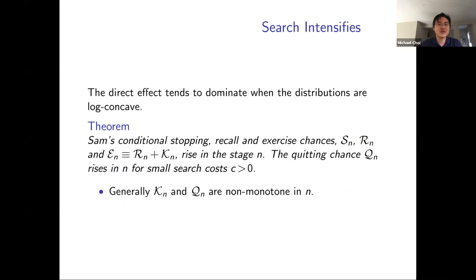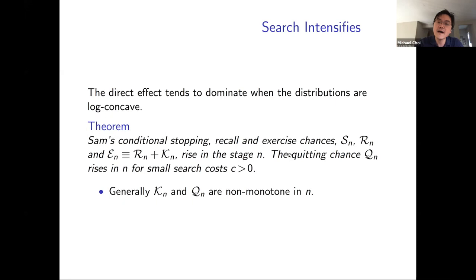So like Randy mentioned, log concavity guarantees the direct effect dominates. The proofs are not exactly the same as the standard model, but it's similar, it's related. It's just much harder somehow. So if you have log concavity for these distributions, we show that search intensifies: namely, the searcher is more likely to stop at any stage, more likely to recall an option, more likely to exercise an option. So the sum of recall and striking chance, the chance of exercising any inside option, all increase in n.